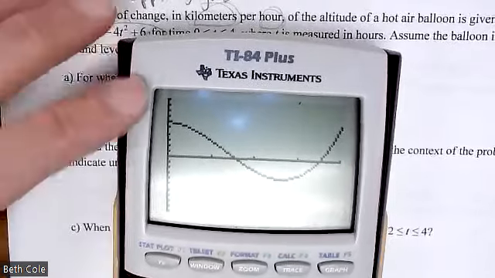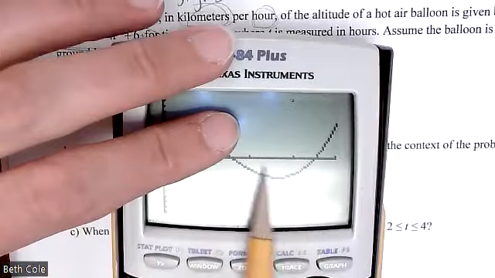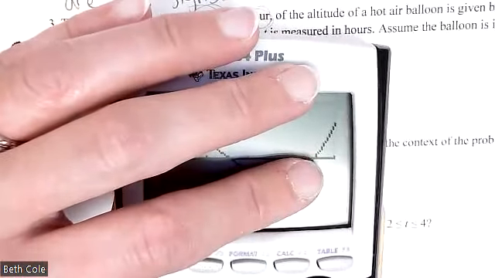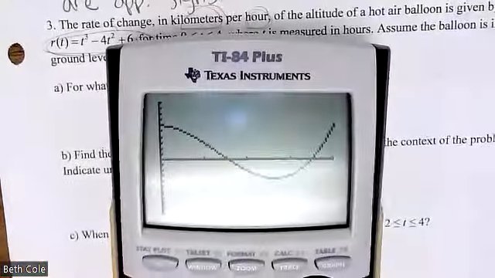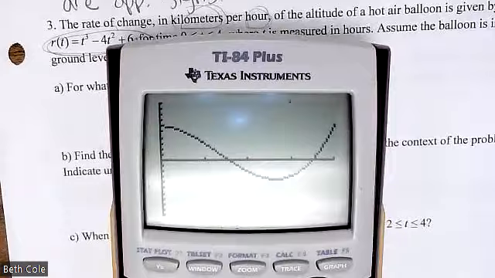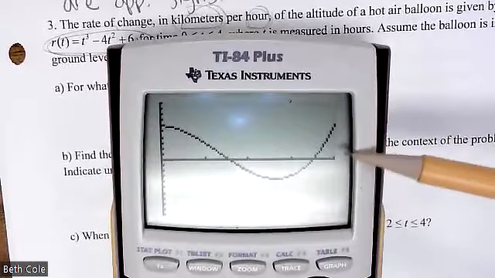Okay. So the balloon starts on the ground. For this positive part, it moves up. For this negative part, it moves down. And then for this positive part, it moves up again. Should you exit the balloon at the end of 4 hours? It's not advisable. Why not? It's in the air. It just finished moving up.